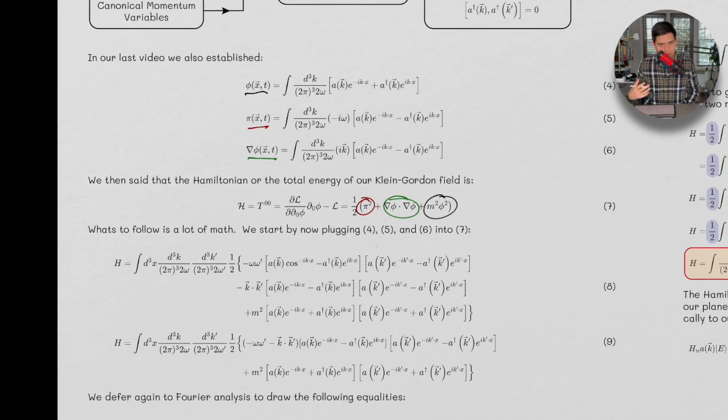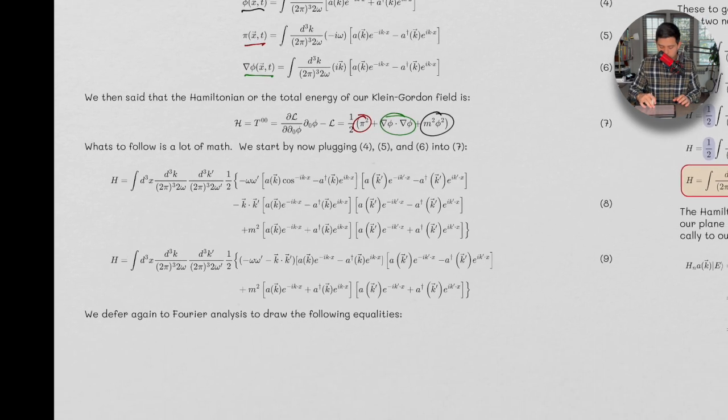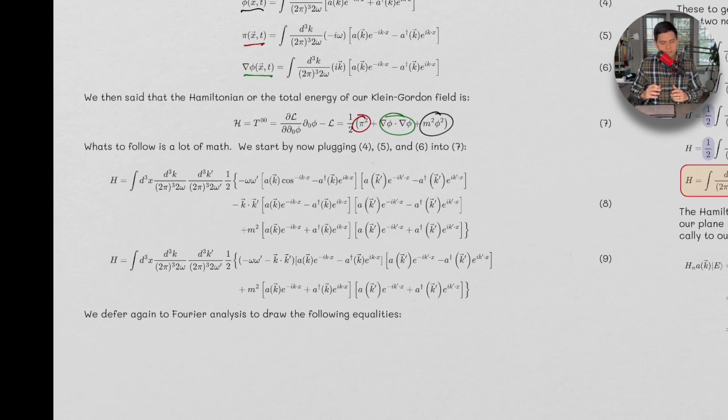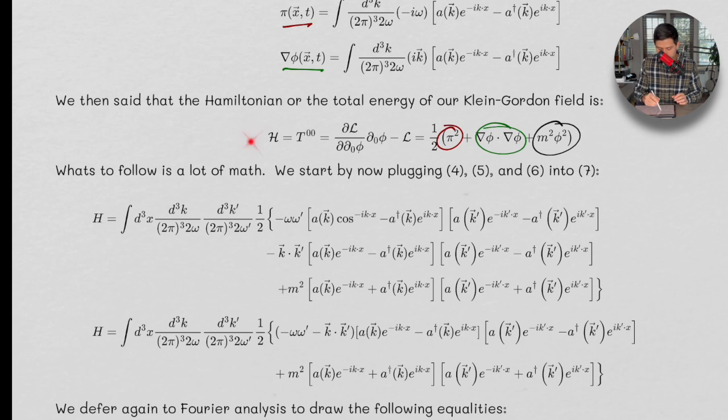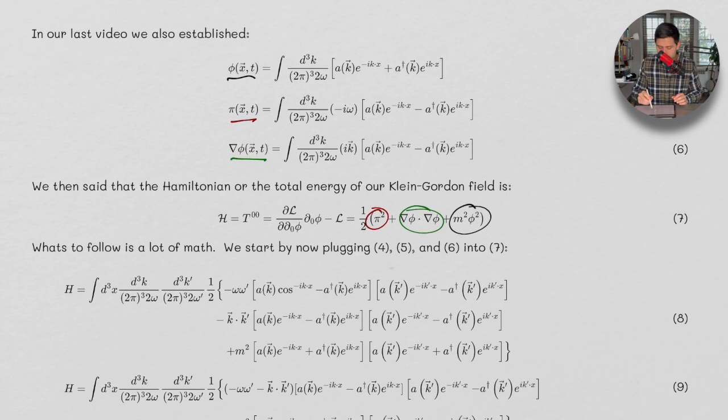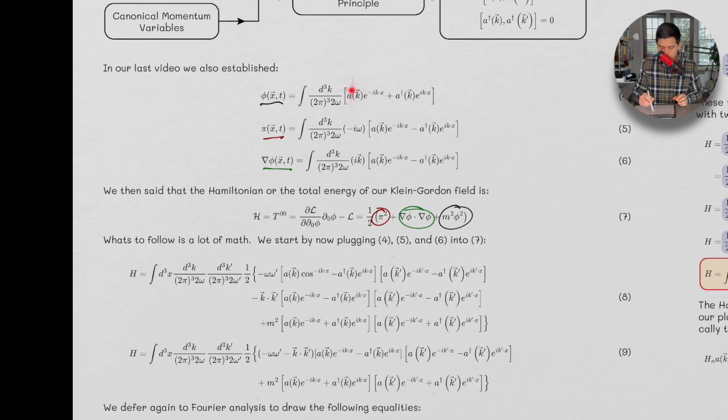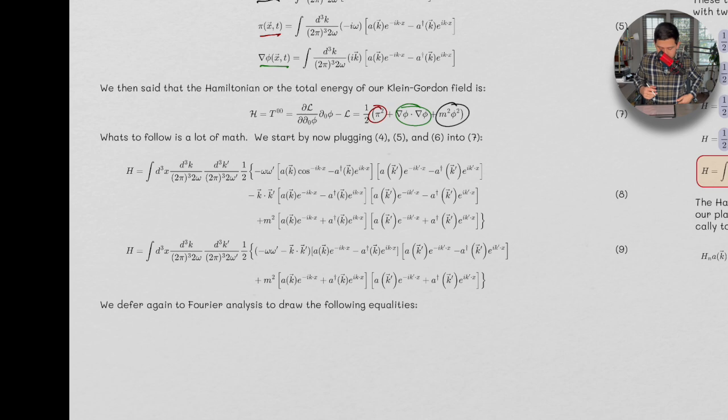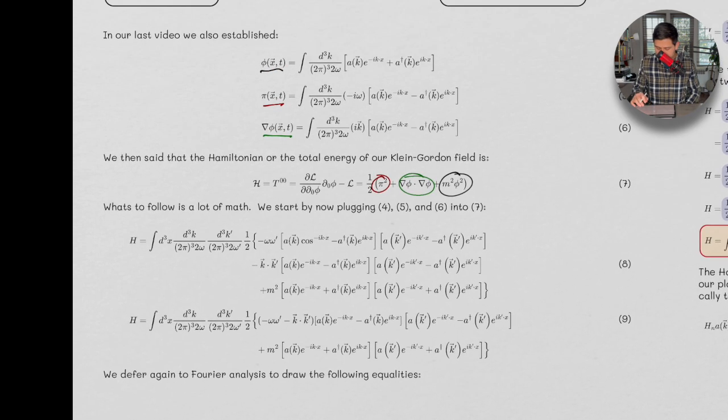There's going to be a lot of math involved here. I wouldn't get too scared of this because I try to color code a lot of stuff and make this as compact and as succinct as possible. Again, the aim here is to get to our Hamiltonian in terms of these coefficients, okay? Because we want to understand what the physical nature of these coefficients is. What's to follow is a lot of math. We're going to start off by plugging 4, 5, and 6 into 7.